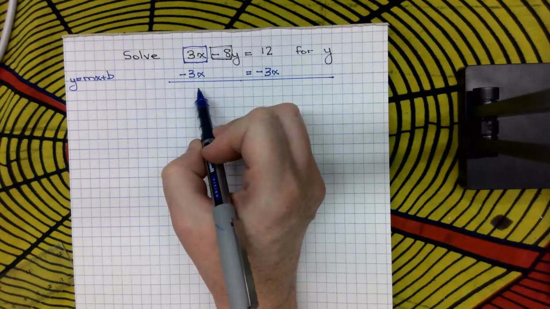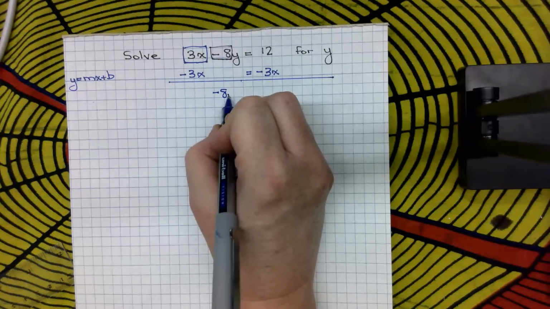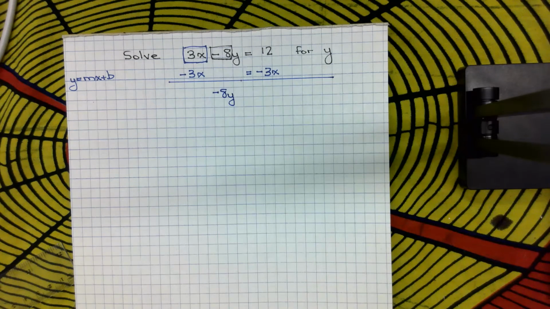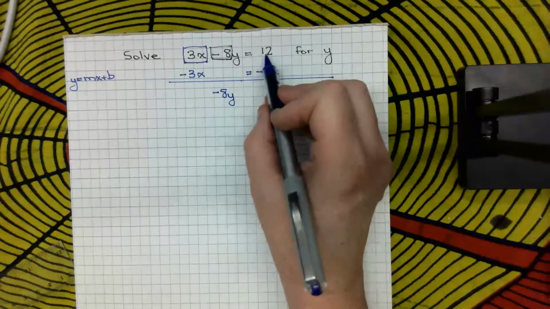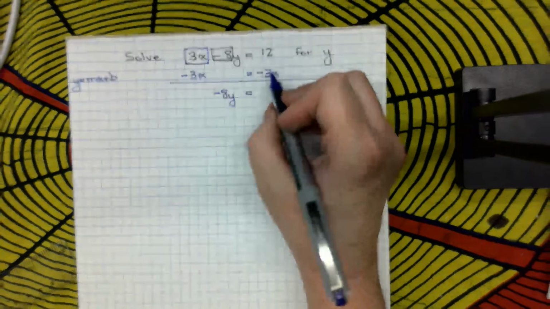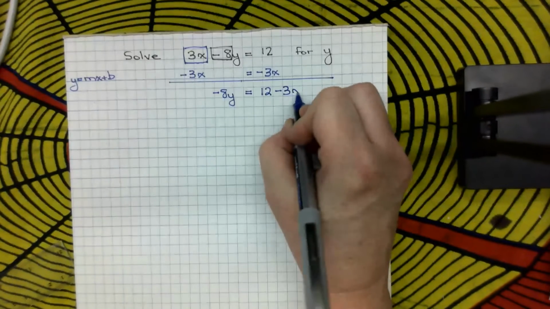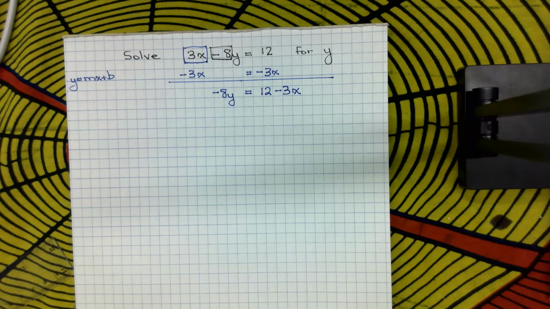So 3x minus 3x, well, that's just nothing. So I'm not going to write it because it's nothing. Then I have minus 8y. I don't do anything to the minus 8y, so I'm just going to rewrite it. Then I have 12 minus 3x. Because those are not like terms, I can't add or subtract them. So I end up with 12 minus 3x.